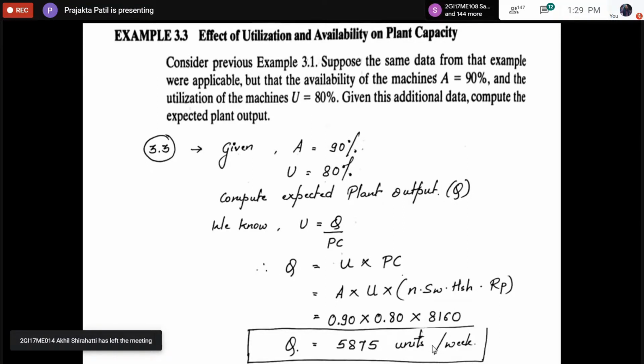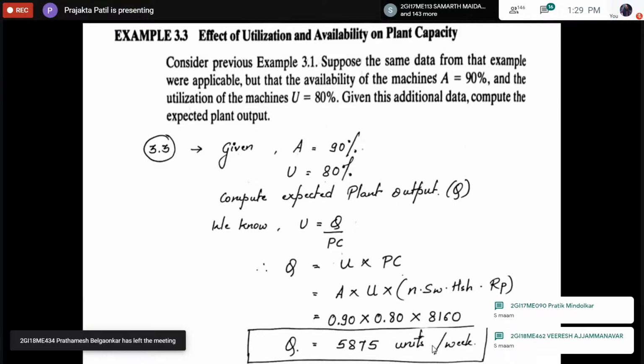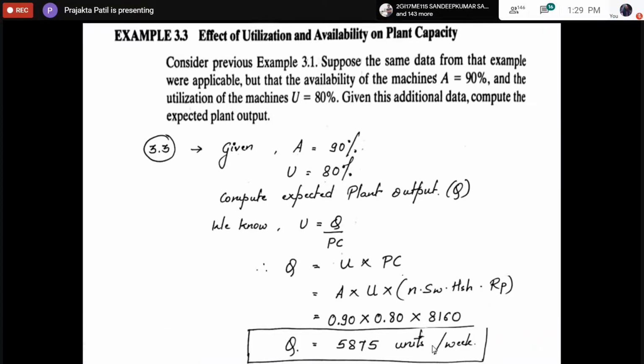All are getting this? Yes, ma'am. Okay. If you have any doubts, you can just ask, or those who are not able to get the solution can just copy it down. These are the simplest problems we are discussing. These are the solved problems from the textbook.